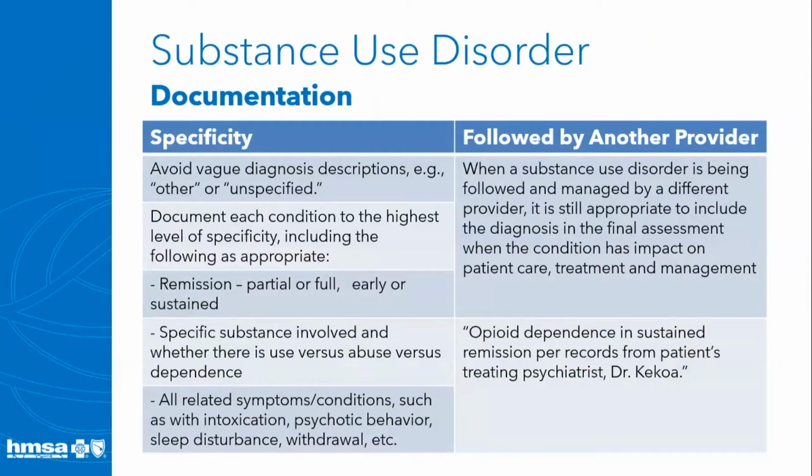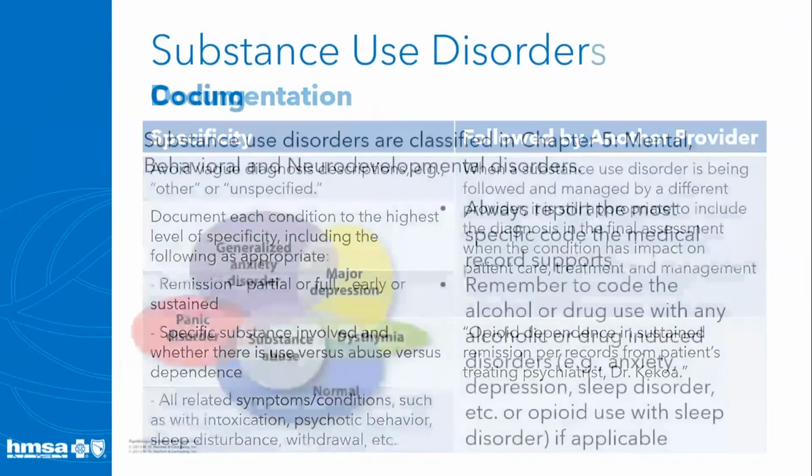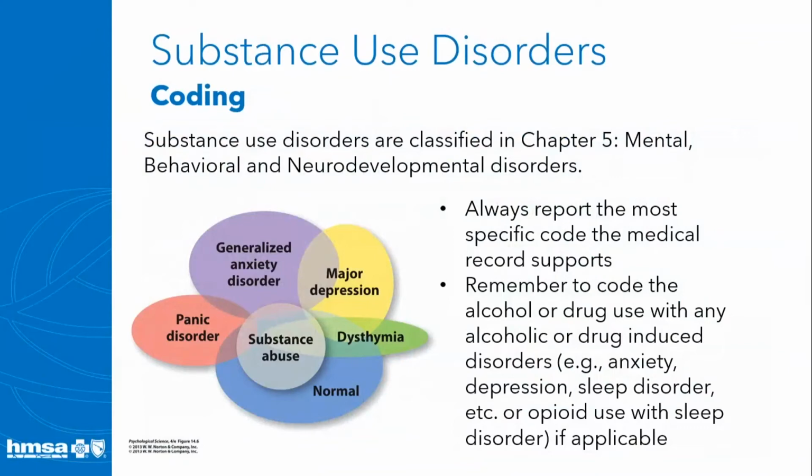Anytime that condition has an impact on patient care, care treatment and management. For example, you could document opioid dependence in sustained remission per records from the treating psychiatrist, Dr. Kekoa. Substance use disorders are classified in Chapter 5, Mental, Behavioral, and Neurodevelopmental Disorders, in Section 2 under Substance-Related and Addictive Disorders. And this is in the DSM-5 manual.